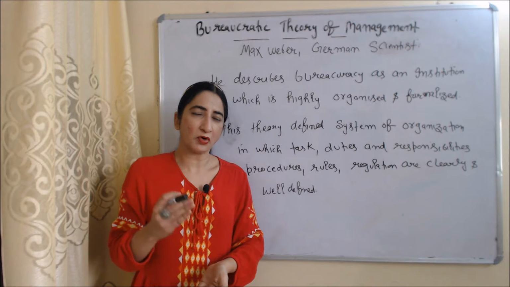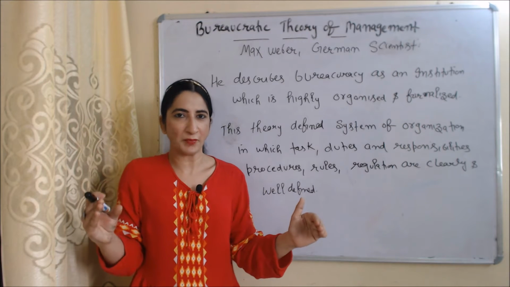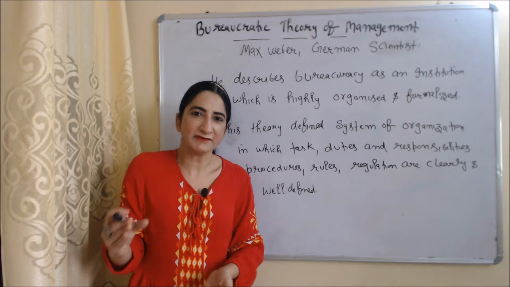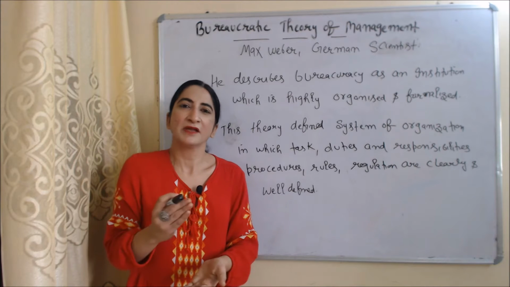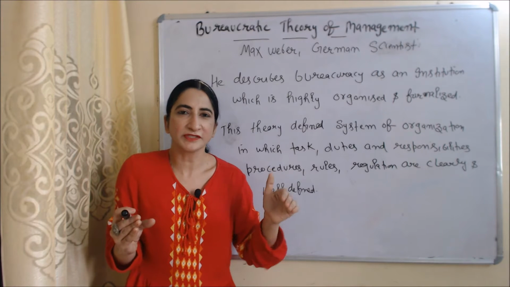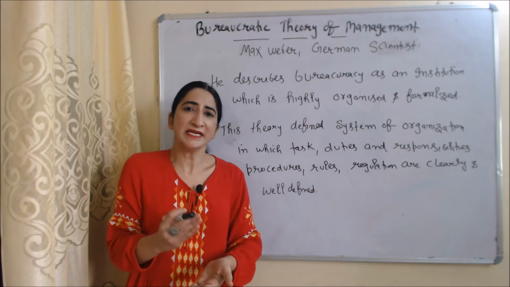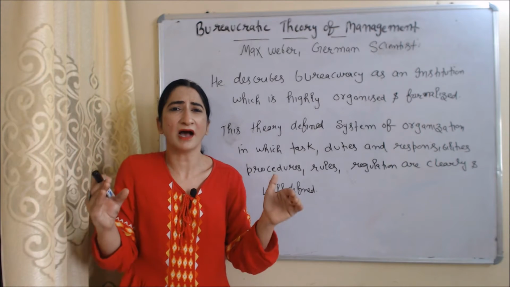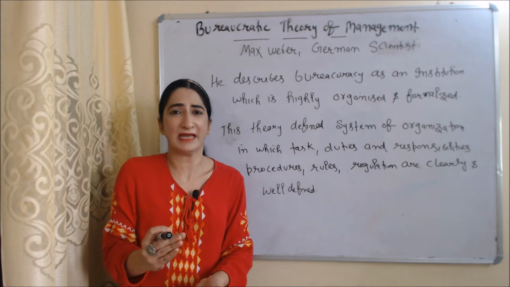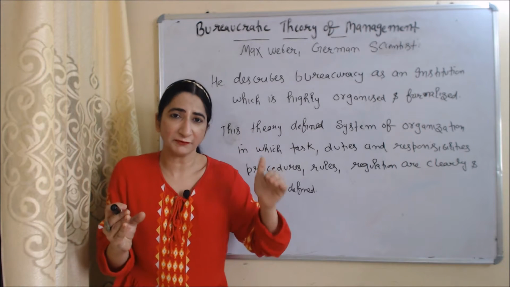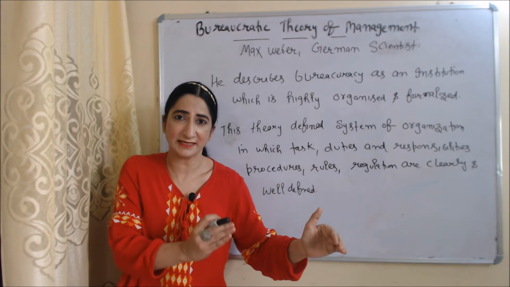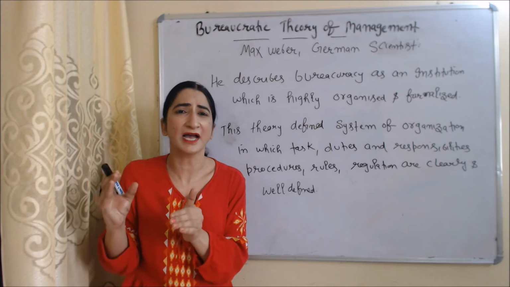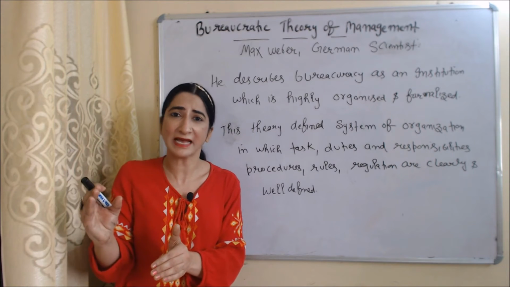Firstly, we are going to talk about bureaucratic theory of management. This theory is given by Max Weber. Max Weber was German scientist. He defined bureaucracy as an institution which is highly organized and formalized.